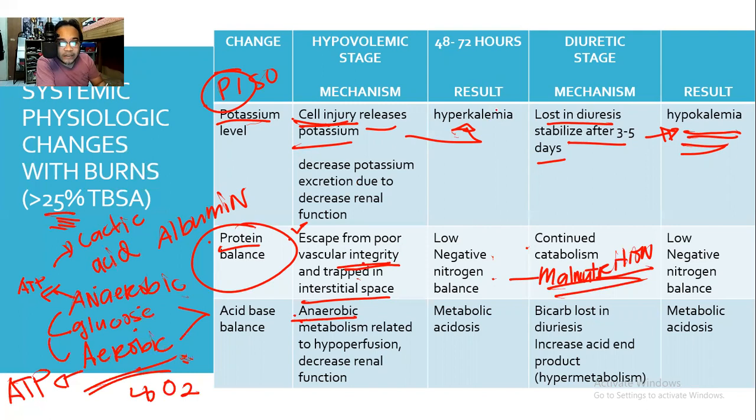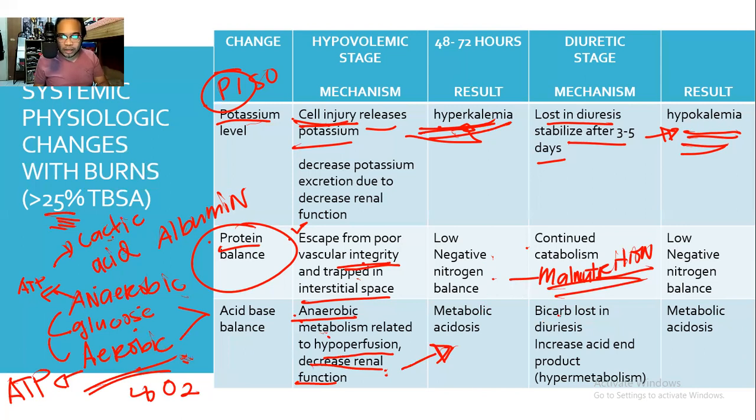Okay? Aside from your hyperkalemia, magkakaroon din tayo ng build-up of your lactic acid that would also add itself doon sa ating acidosis. Okay? So anaerobic metabolism related to hypoperfusion, decreased renal function. Ayan, metabolic acidosis tayo kasi ang problema natin yung isang kidney. Okay? So you have there your metabolic acidosis plus yung hyperkalemia pa natin.